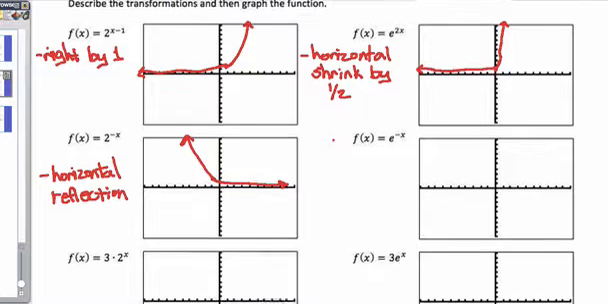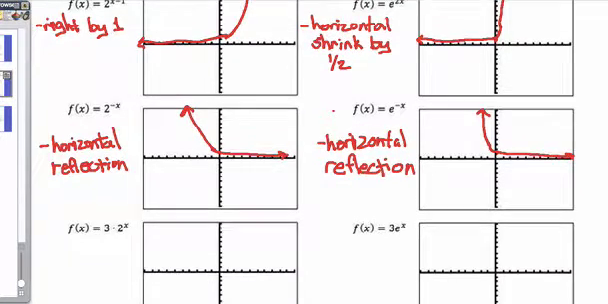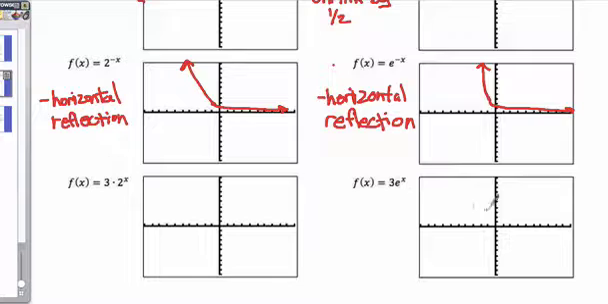All right, what about this one? Well, if here it's reflecting over the y-axis, horizontal, then here it's also going to reflect over the y-axis. All right, last one here is for you again. If you're able to figure this one out, hopefully this one will be clearer.